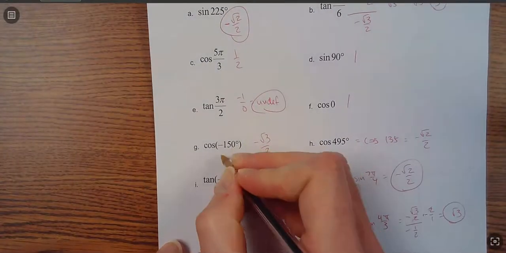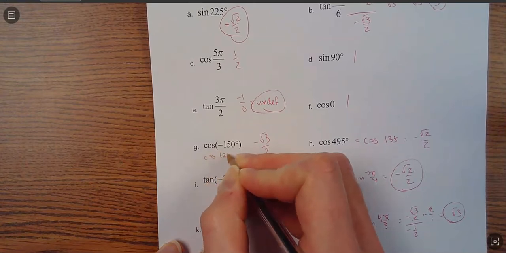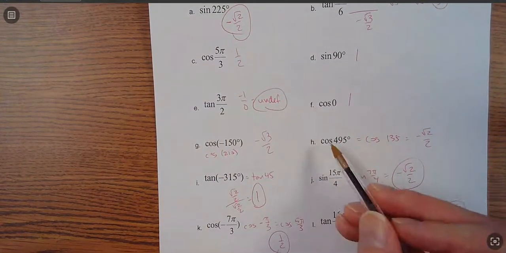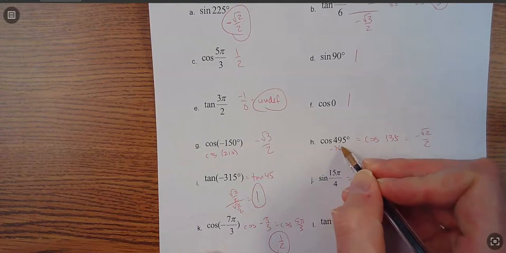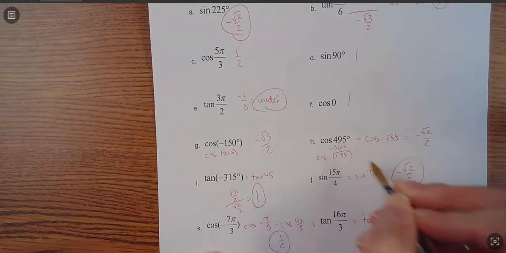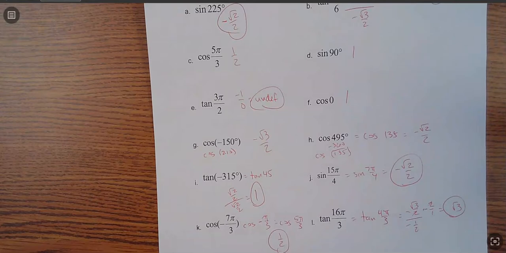Negative 150 is the same thing as cosine of 210. I should have written that in there. 495, that's a full circle. So do 495 minus 360. That'd be 135. So that's the same thing as cosine 135, coterminal kind of stuff. So hopefully that helps. Let me know if you have questions.